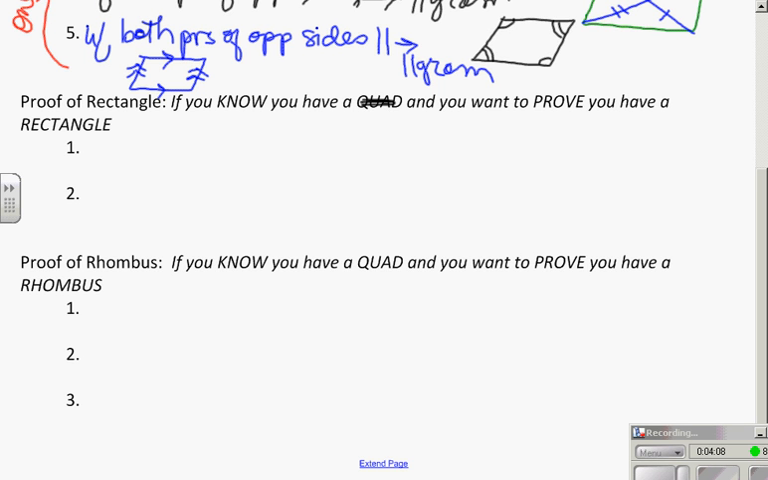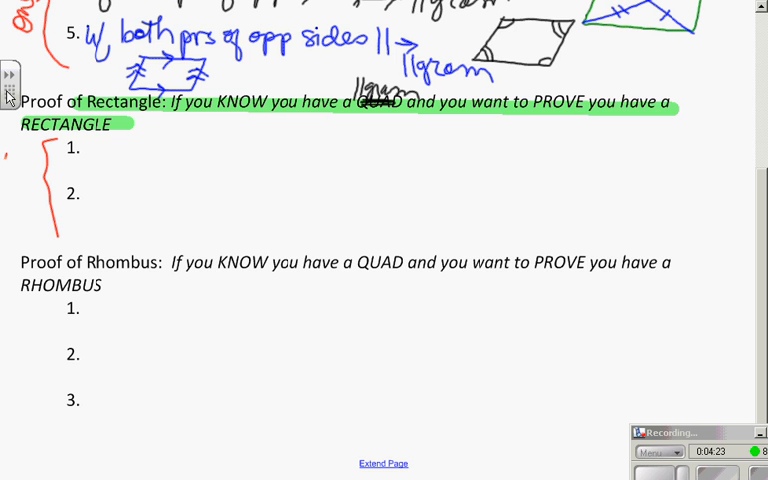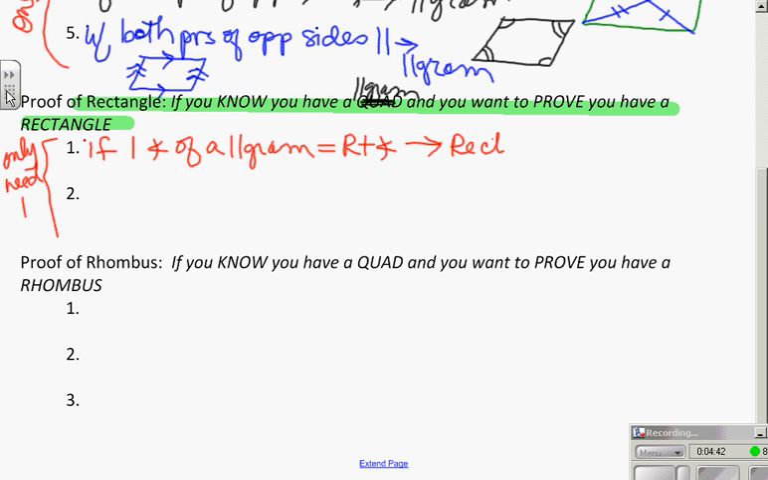Now, we have the same set for rectangles. If you know you have a parallelogram, got to know that parallelogram first, then we can use one of 2 criteria to prove a rectangle. And again, we only need one. So the first one is if one angle of a parallelogram is a right angle, then the figure is a rectangle.